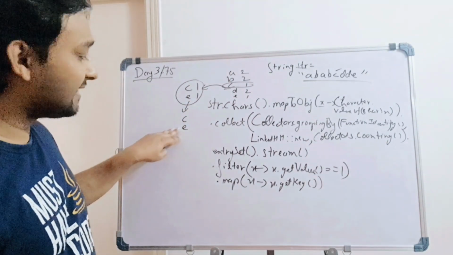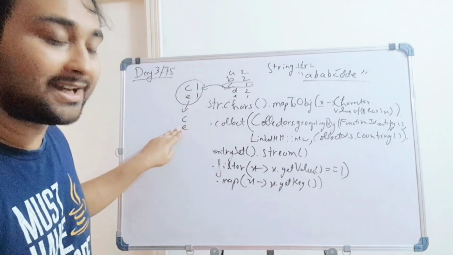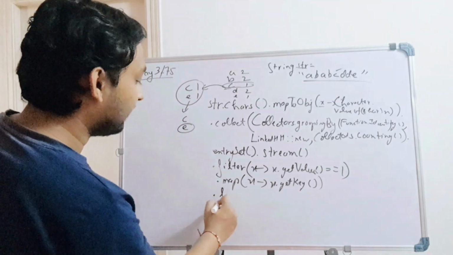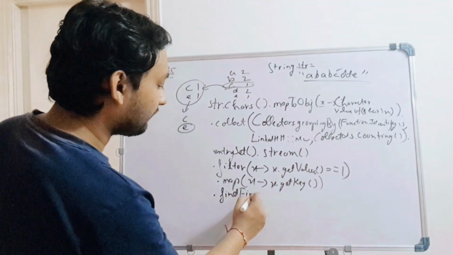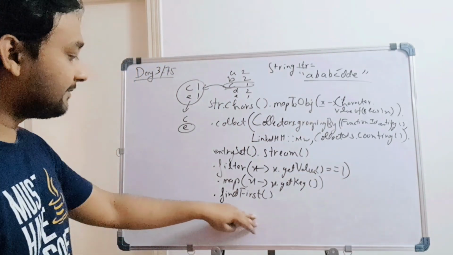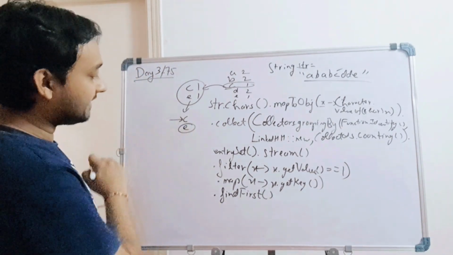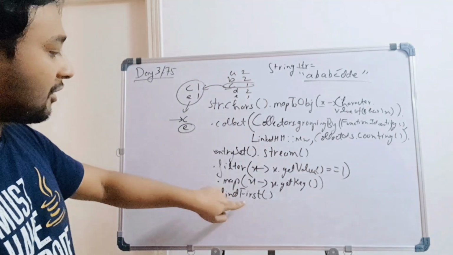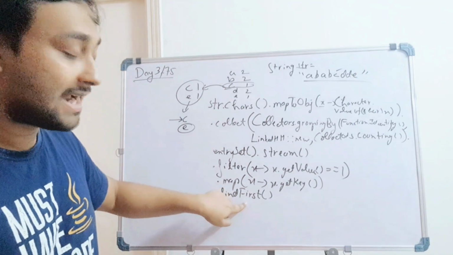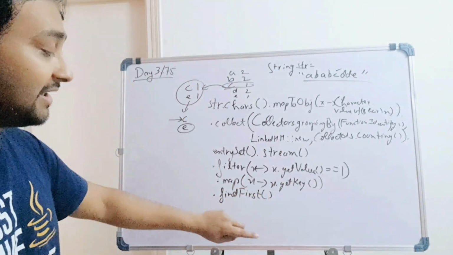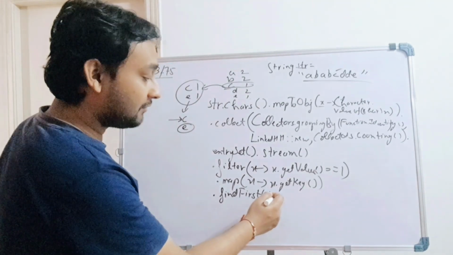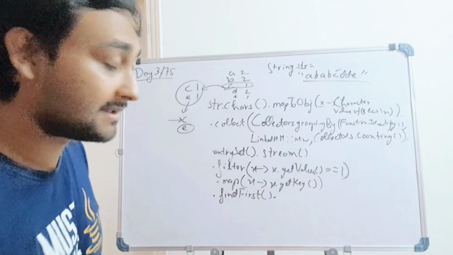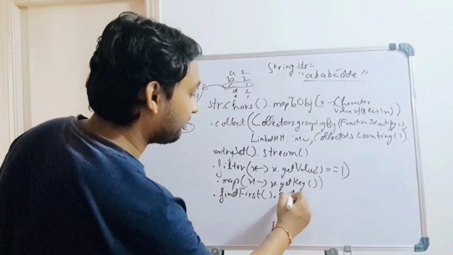But do I want both C and E? I want the first non-repeating character, so I don't want this E. Then how to remove this E? So I will write here .findFirst. Okay, .findFirst means I will get the first non-repeating character, which is C. But the return type of findFirst is an Optional. So how to get the value? I can't directly print this findFirst, right? It will give me an Optional type. So I need to convert it into a value so that it gives C as output, not a memory address reference. So for that I will write here .get.